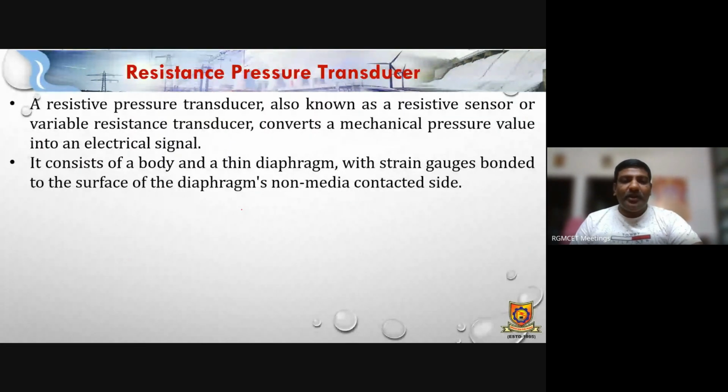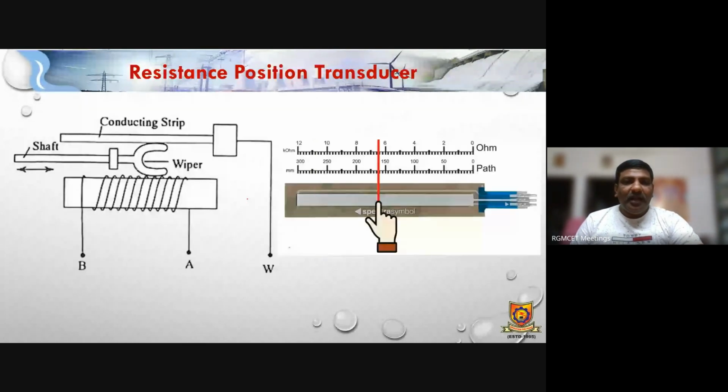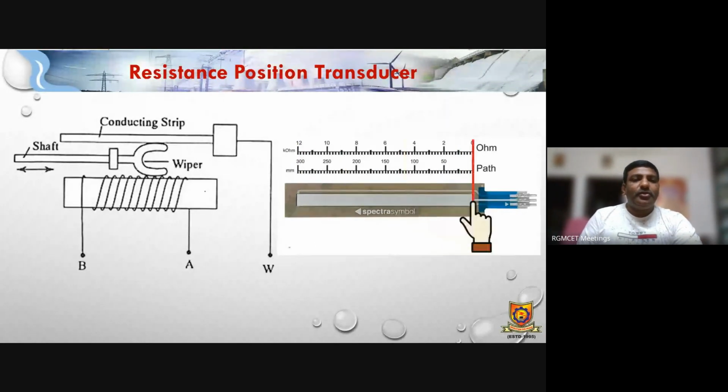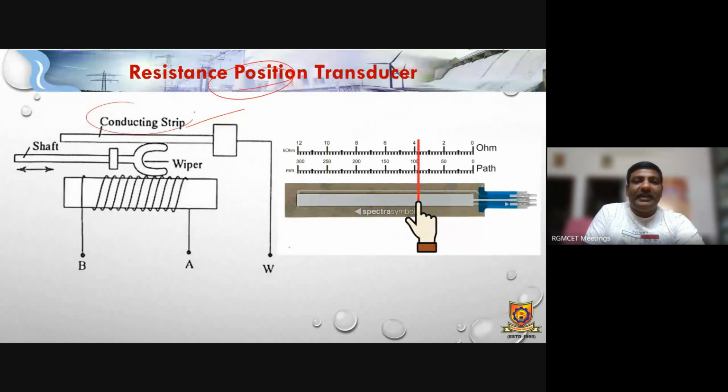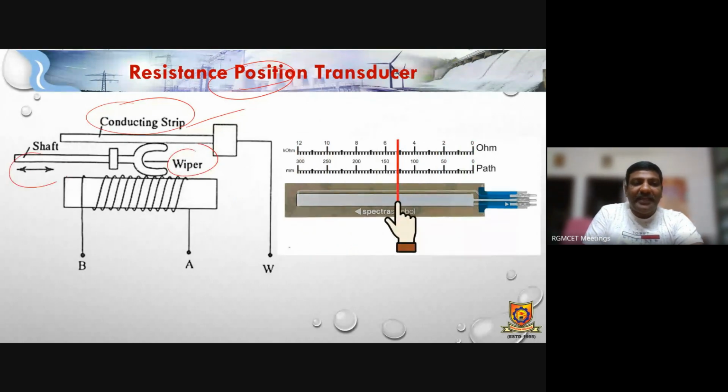The same explanation is what I have given here. And this is the resistance position transducer, which is also similar. Here this is the winding, not the rheostat we observed in the laboratory. In this resistance position transducer the position is going to change, altered with the conducting strip. The conducting strip will be there, and there is a wiper, which can be moved in either direction, horizontally.